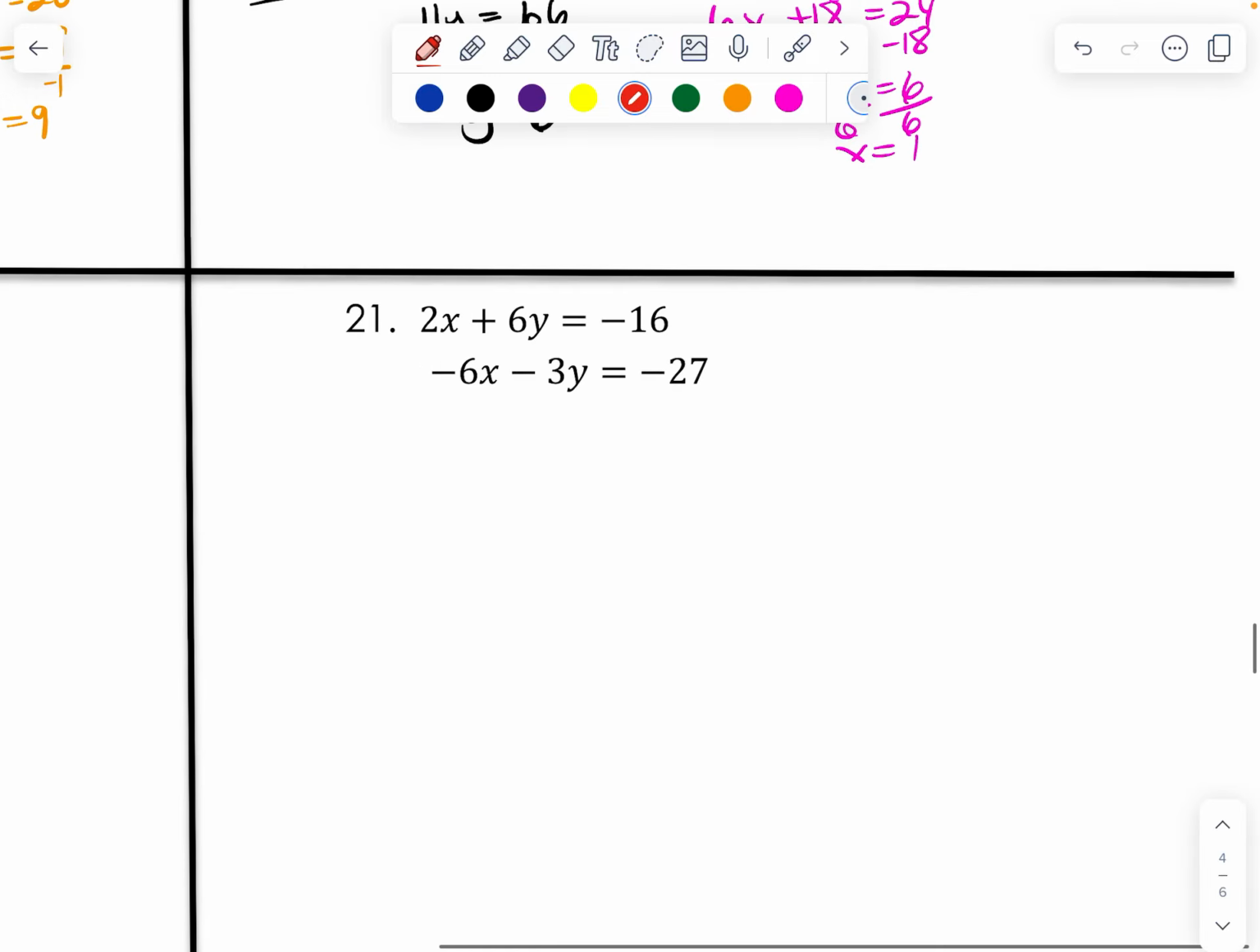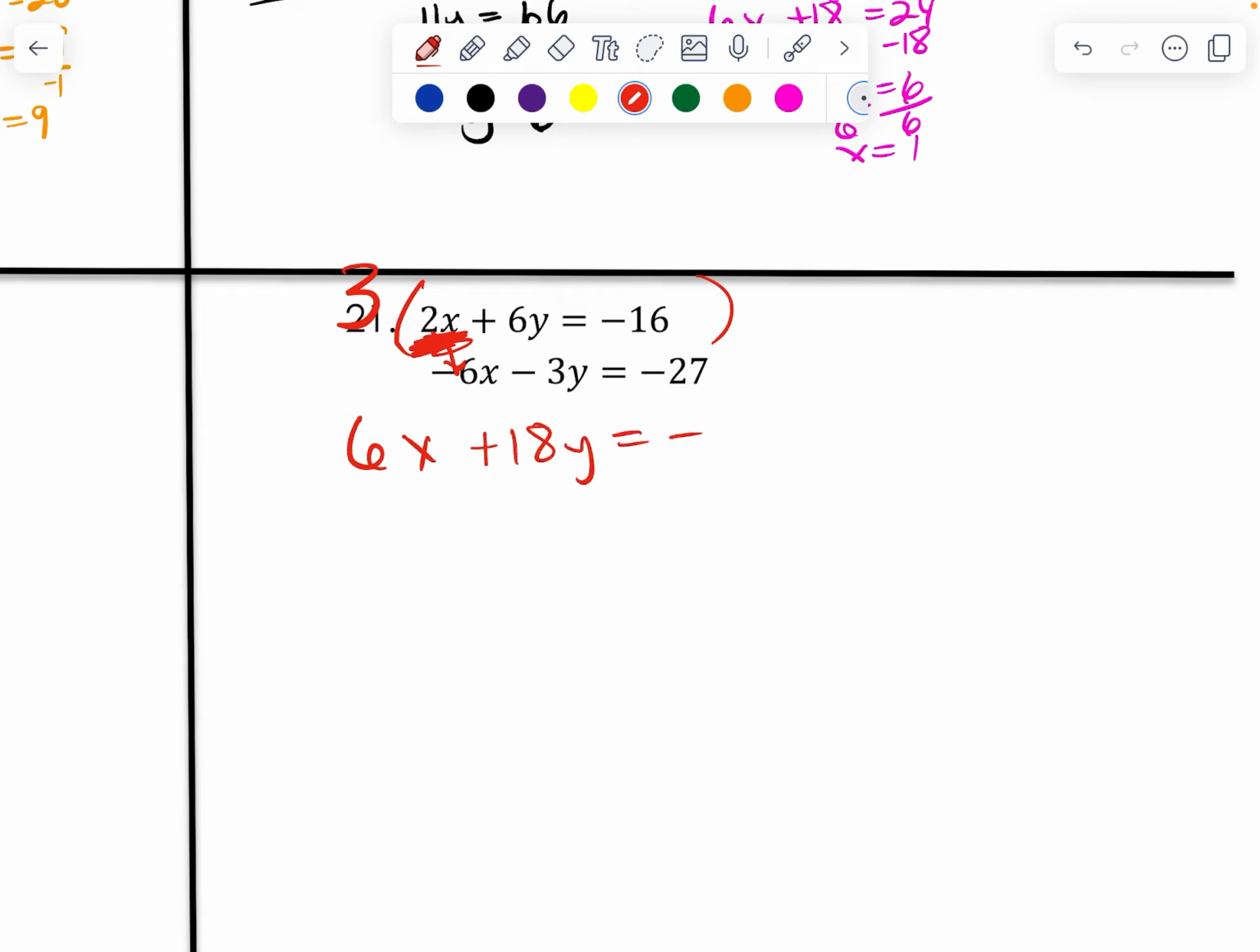Okay, this next one, none of them are opposites of each other. So it doesn't matter which one, because 2 goes into 6 and 3 goes into 6. So it doesn't matter which equation I multiply by. I'm just going to multiply the first equation and make 2 become positive 6. So I'm going to multiply that by 3. So 6x plus 18y equals negative 48.